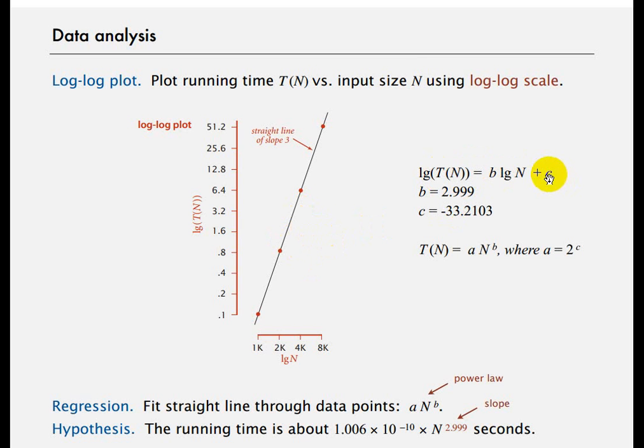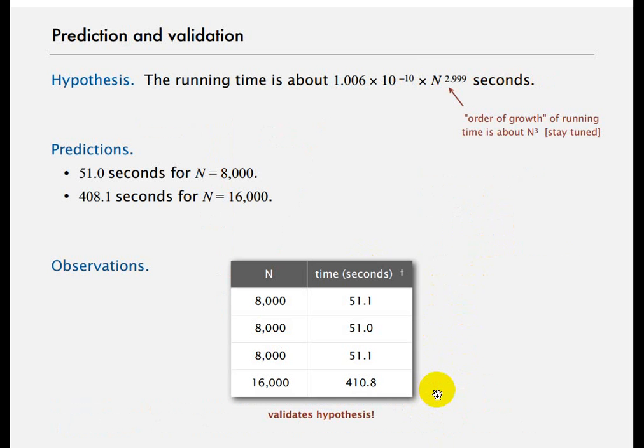You take log on both sides, and b is the slope, so y is equal to mx plus c. So that's the idea. M is b, which is n raised to b, and m is, in this case, the growth of the curve. If you do that analysis, you'll get b to be close to 3 with some constant, and what you basically get is an order n cubed algorithm, which kind of makes sense. Hence you will be able to predict something, 408, and when you run it, you see it's very close to the prediction, which is 410.